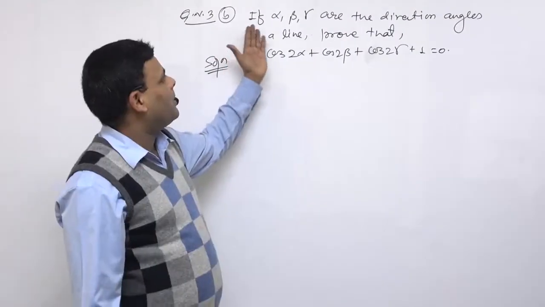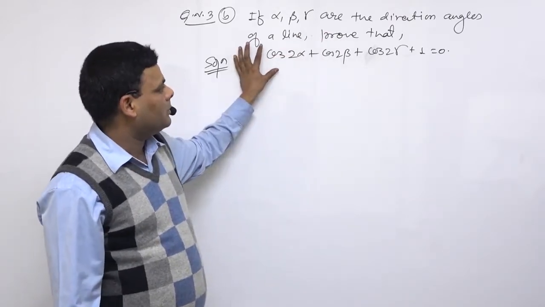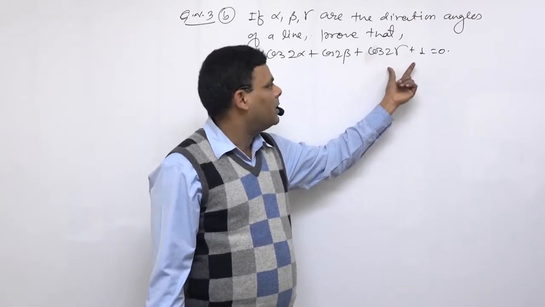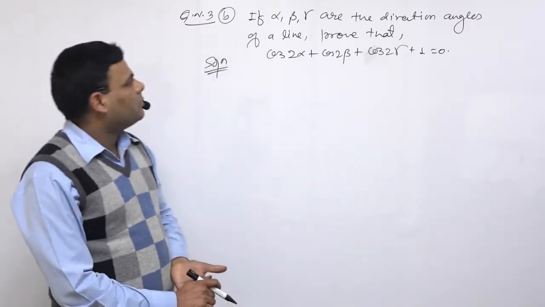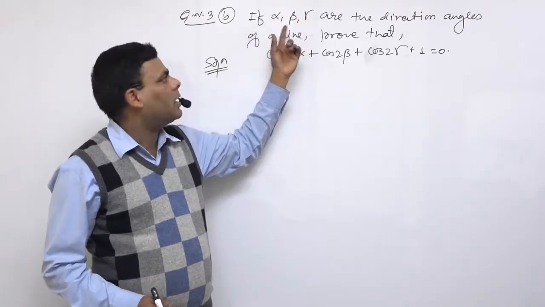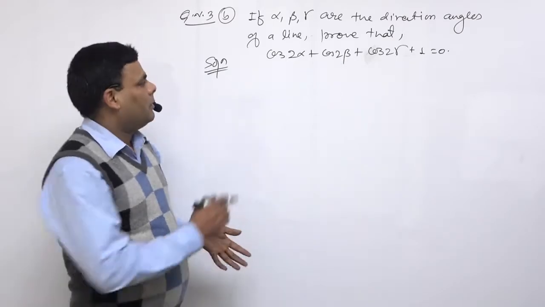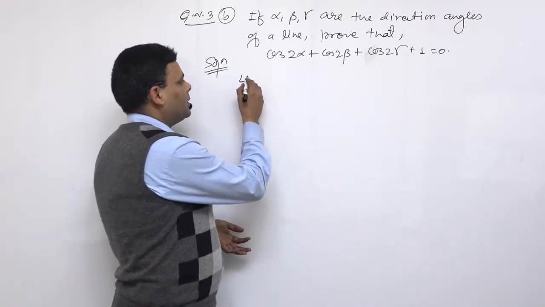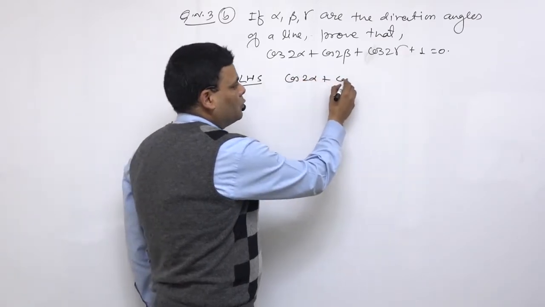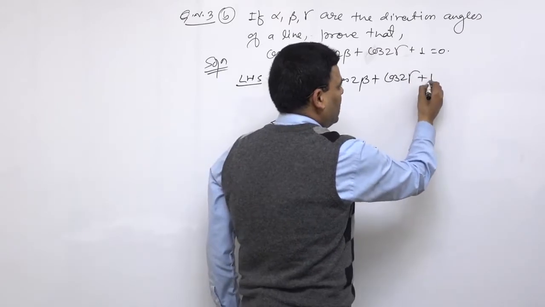If alpha, beta, gamma are the direction angles of a line, then prove that cos 2 alpha plus cos 2 beta plus cos 2 gamma plus 1 equals to 0. यदि कुनै लाइनले x एक्सिस y एक्सिस र z एक्सिस सँग बनाएको एंगल अल्फा बीटा गामा छ भने हामीले यसको भ्यालु 0 निकाल्नु छ। अब यसमा पनि हामीले अघि प्रुभ गरेको फर्मुला अनुसार LHS लिऊ, cos 2 alpha plus cos 2 beta plus cos 2 gamma plus 1.